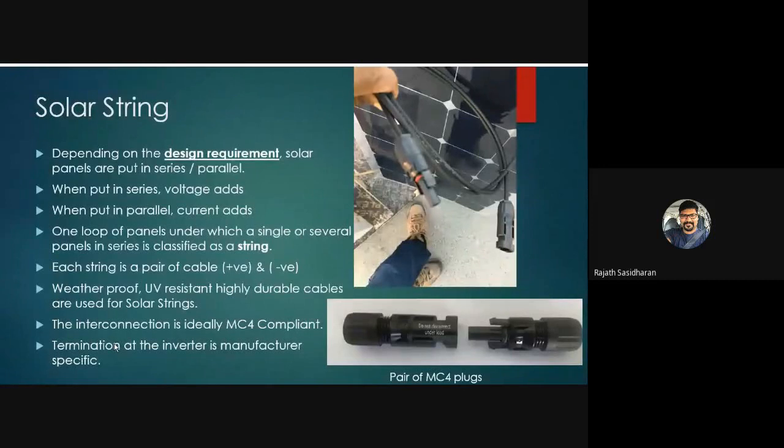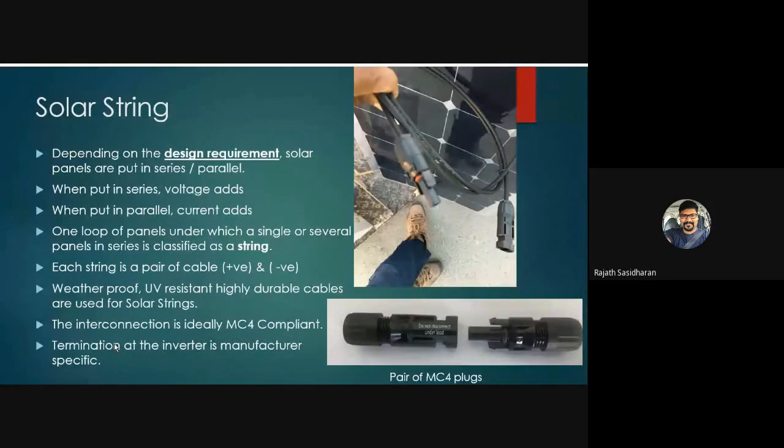Solar strings. Well, in the industry, we may have to combine the solar panels in parallel or series. When you put the panels in series, just like batteries in a circuit, it's just connecting positive to negative, right? When you do that, the voltage adds. When you put them in parallel, then the current adds. So one loop of panels, a single panel or several panels in series, is classified as a string, right? You can combine these strings later also. You can put them in parallel also. This is very flexible, and it is as per the design requirement.